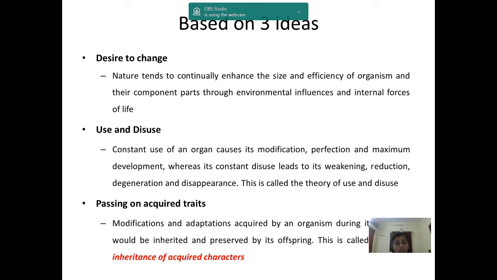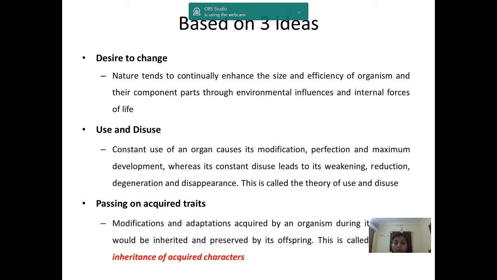The next one is the use and disuse theory. So here, for example, an organism is using an organ continuously for many generations. So that organ undergoes modification, it gets perfected, and it will reach maximum development. In some cases, if another organism is not using an organ for many generations, what happens? It becomes weak, it becomes reduced, degenerates, and ultimately disappears. So this is called the theory of use and disuse, and this concept is given by the famous Lamarck.